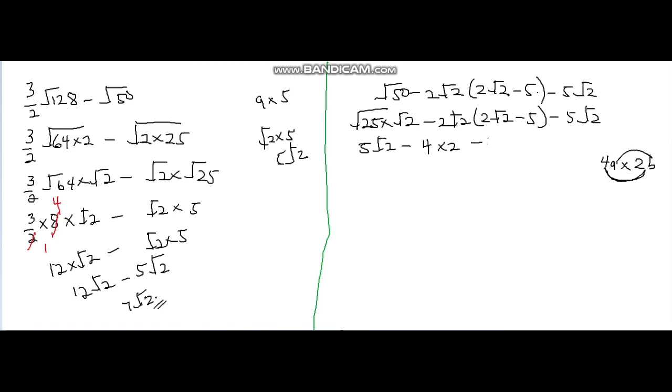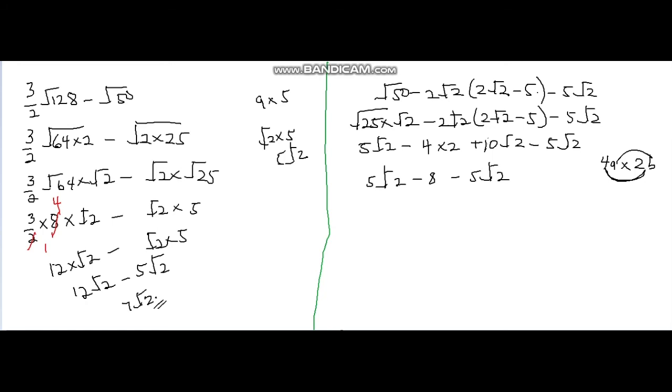so after you get this one, then minus square root of 2 times minus 5 will give you, the 5 here will multiply by these two, giving you plus 10 root 2, then minus 5 root 2. Now we can simplify this one. So we are going to get 5 root 2 minus 8, then plus 10 root 2 minus 5 root 2 gives us minus 5 root 2.